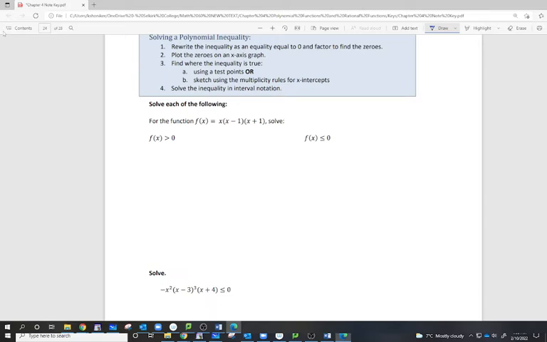The first thing we're going to do is find the zeros. To find the zeros, I should have set this question up a bit differently, but you set y equal to 0. So when is 0 going to equal x times x minus 1 times x plus 1? That tells me that my zeros are x equals 0, 1, and negative 1, and I'm going to write them in order: negative 1, 0, and 1.